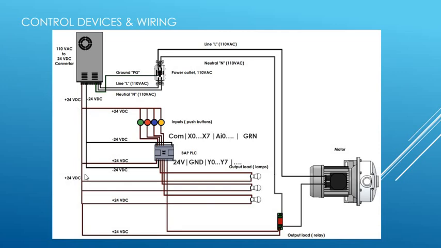For the output side, 24 volt comes to one side of the lamps, and the other side is connected to the output of the PLC. Since the power is coming to the lamps and going out and sinking into the PLC, you call this a sinking output. So in this PLC, both the input and output are sinking.